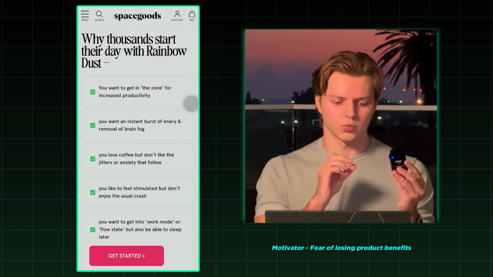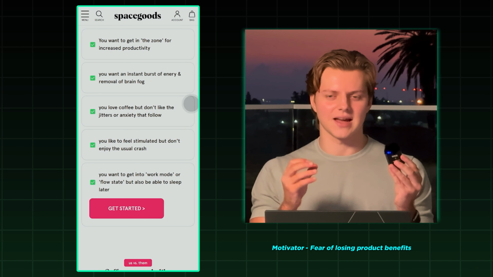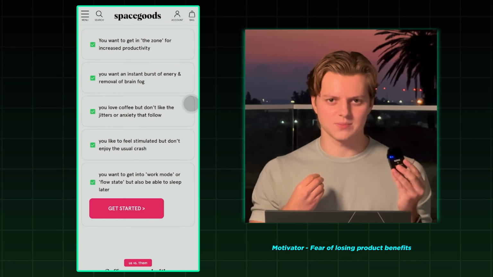But if they were to write, Rainbow Dust helps you get in the zone, gives you an instant burst of energy, is the coffee you love without the jitters or anxiety. Because the difference there is that I'm addressing it as if I have already experienced it, which is something they are not doing. They are creating distance from me to the benefits, but they are pushing the problem on me. So this is more of a funnel decision if you want to push on the problem or if you want to more instill the benefits on them.